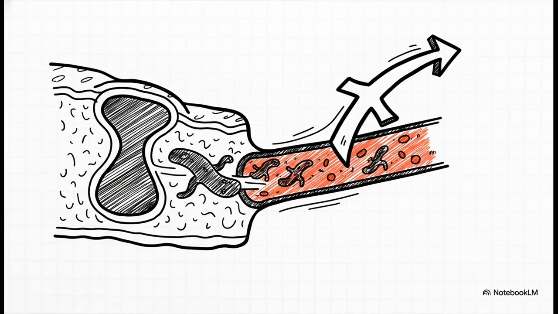But the story doesn't always end in the colon. Sometimes the trophozoite's tissue-dissolving rampage goes a little too far. It can actually chew its way right into a blood vessel. And once it gets into the circulation, it can get swept away to anywhere in the body, which leads to a whole new level of dangerous, systemic disease.